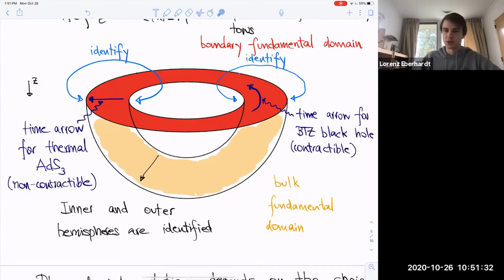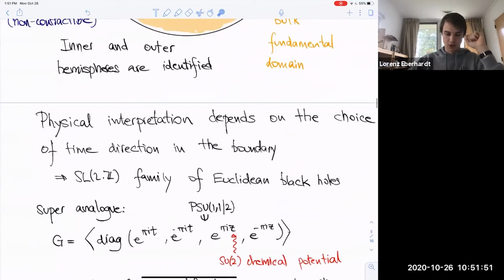And this one is the usual thermal AdS3 geometry, where you can also think about it as a cylinder, and you identify the ends of the cylinder, and now you get the Euclidean time that runs along the cylinder. And for the BTZ black hole, on the other hand, the time cycle is contractible. Yeah, and in general, you could also take your time cycle to be any linear combination of those, and you get this famous SL2Z family of Euclidean black holes, where you take any combination of the A and B cycle of your torus to be your time cycle.